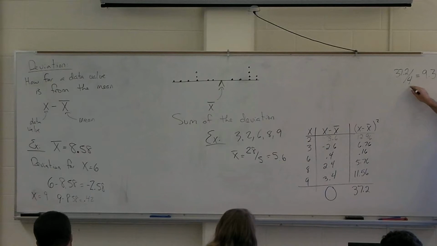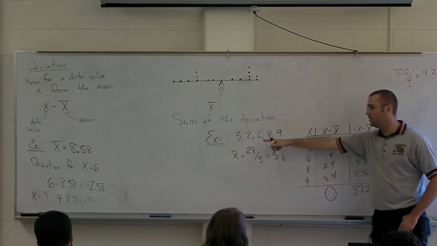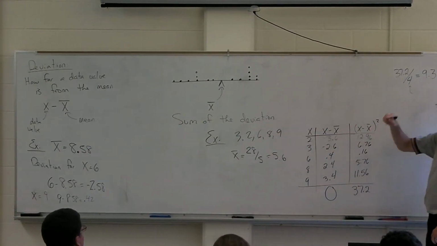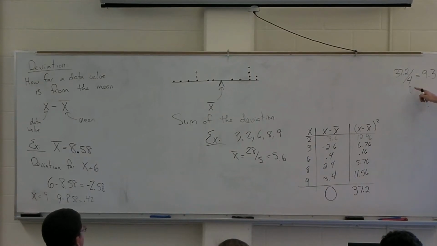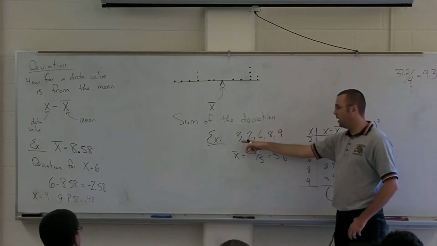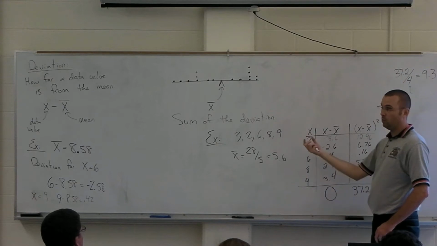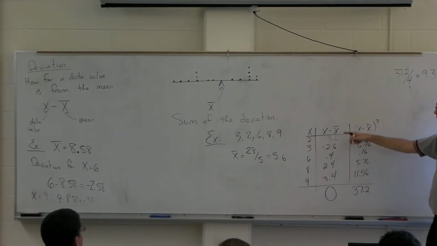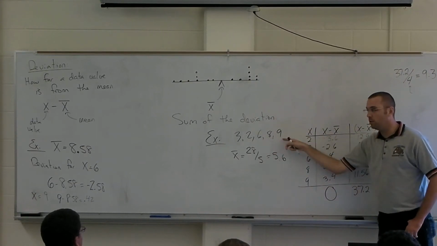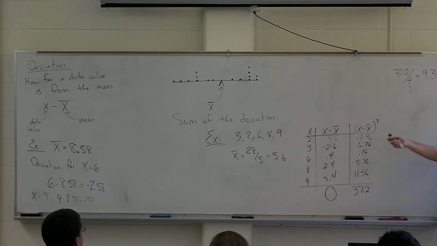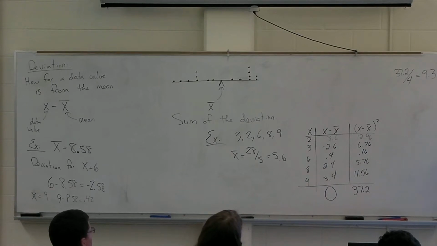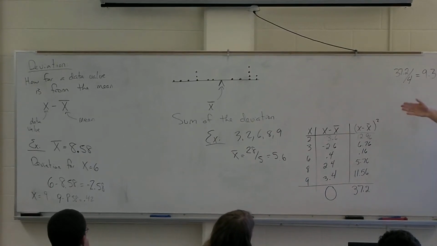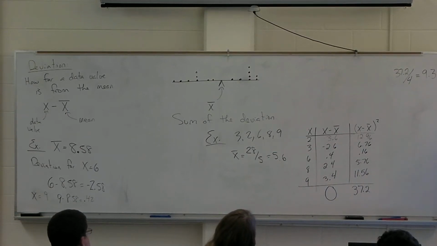This 4 here is 1 less than the number of data values I have. It's called the degrees of freedom. I only need to know 4 of these data values to figure out what the 5th one was, because I know what the mean is, and if I have 4 of these, I can go back and figure out what the 5th one was. So I only need 1 less because that's what's called the degrees of freedom. That's how many pieces of data I need to know in order to describe this whole set. So I divide by 4, I get 9.3.